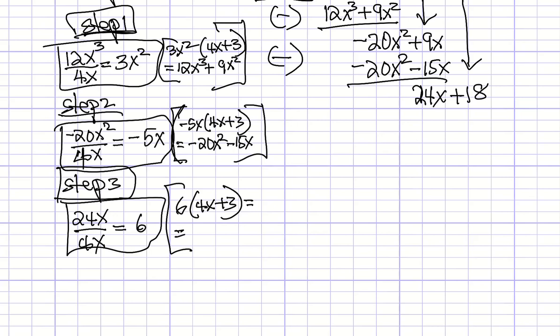Well, let's do it over here. I don't want to have this stuff all clustered. We'll do it over here. What do you get? You get 24x plus 18. You see that, right? So 24x plus 18. Yeah, plus 18. So that's 24x plus 18. And then you subtract.